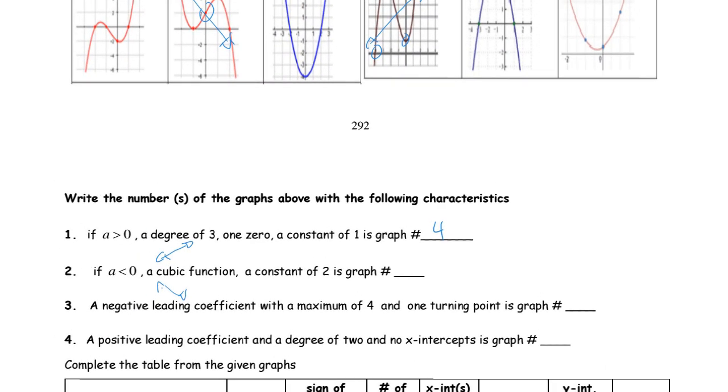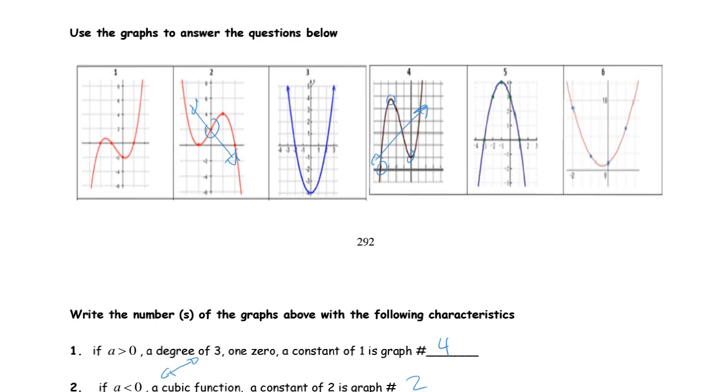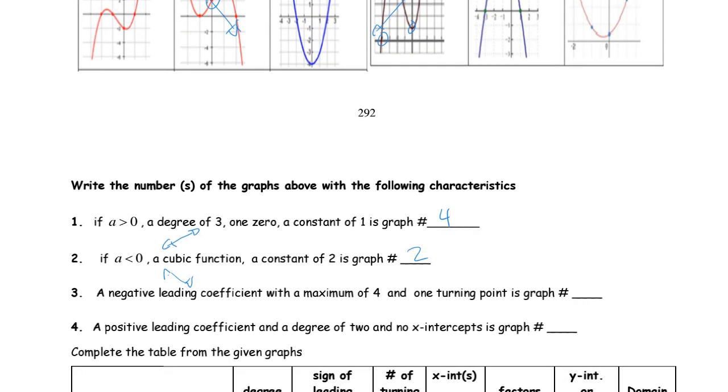Man, I keep forgetting to switch back to the pen there. A negative leading coefficient with a maximum of 4 and one turning point is a quadratic, so we're looking for a quadratic that opens down. Well, there we go. Number 5 is the only one that's a quadratic that opens down.